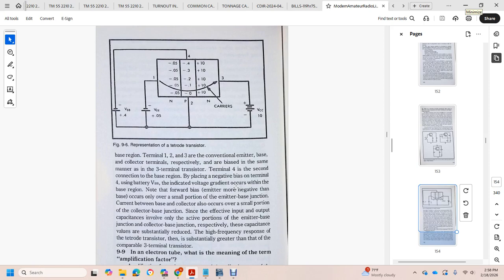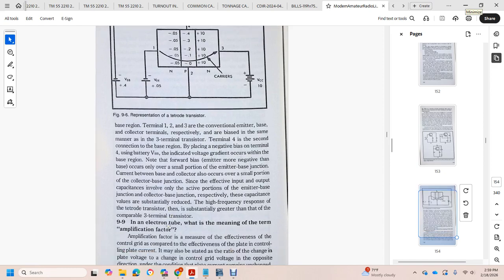The terminal 4 is connected to the base region by placing a negative bias on terminal 4, using a battery of voltage bias BB, the base bias, inducing a current in the base region with the forward bias of the emitter. The current flows over a small portion of the emitter base junction, and between the base and the collector over a small portion of the collector base junction. The input-output capacity is involved only with the active portion of the emitter base junction and the collector base junction respectively, so the capacity values are substantially reduced. The frequency response of the tetrode transistor is then substantially greater than that of comparable 3-terminal transistors.